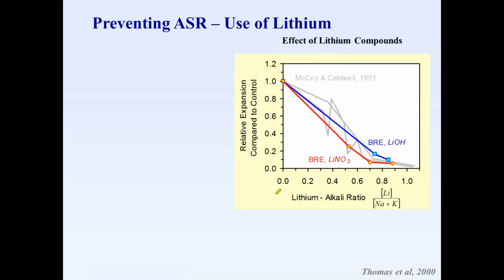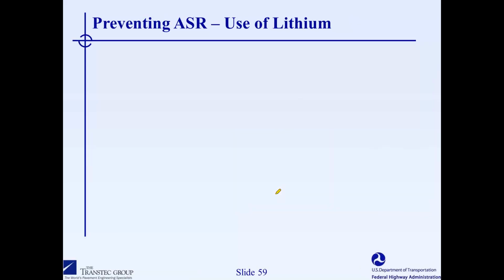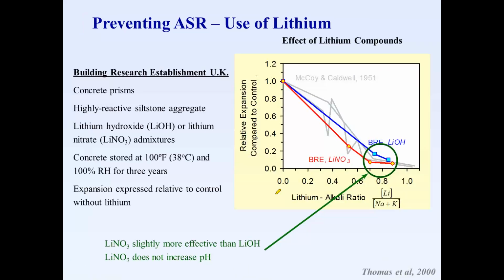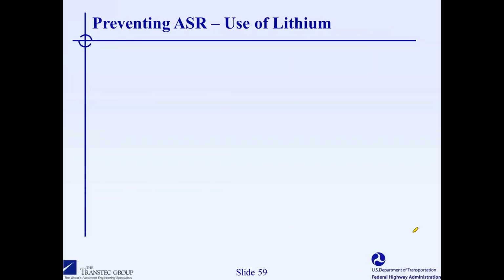And this data basically showed that McCoy and Caldwell's data could be repeated for real aggregates, for actual real concrete aggregates, which is encouraging. So you can see here we've got a series of different reactive aggregates, different lithium contents, and again, we're seeing that the lithium-bearing compounds are effective, and this lithium to alkali ratio seems to be the controlling factor.